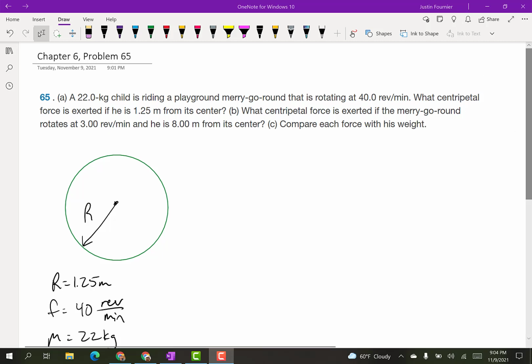Hi everybody. So here's a problem that was asked to do, which was Chapter 6, Problem 65. So let's do it.